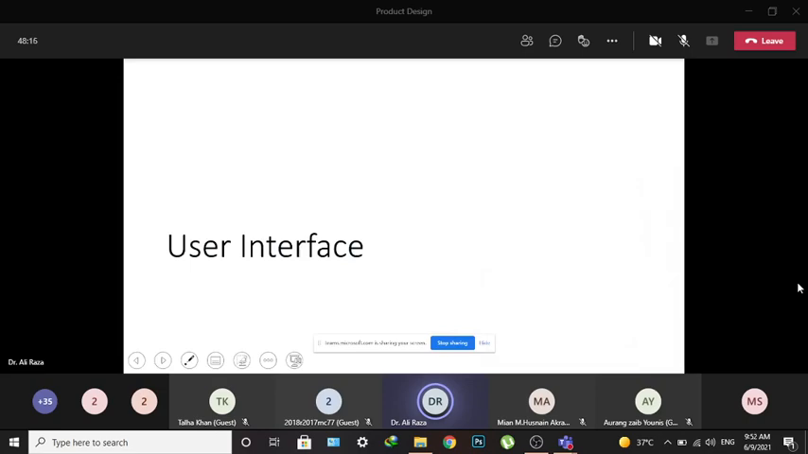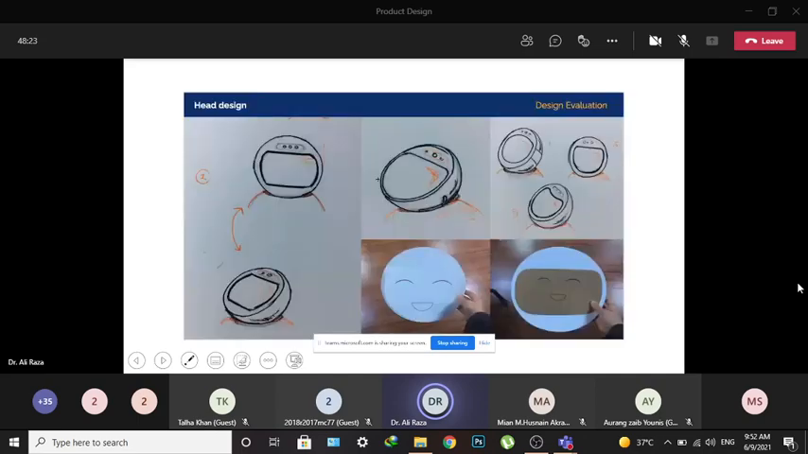Now, not only the screen that I've discussed, the face has got a screen as well, and that face has to exhibit different emotions of joy, happiness, sadness, and other emotions. So there was quite a lot of sketching done to see what is the most appropriate shape and form factor. And eventually, quite a lot of paper prototypes were made in order to see what is the most suitable one.